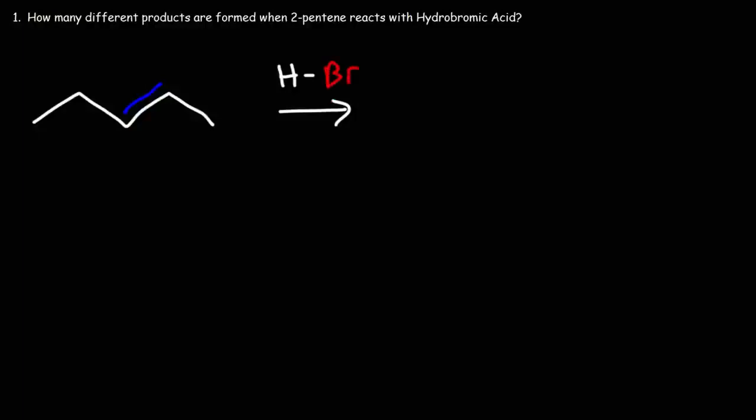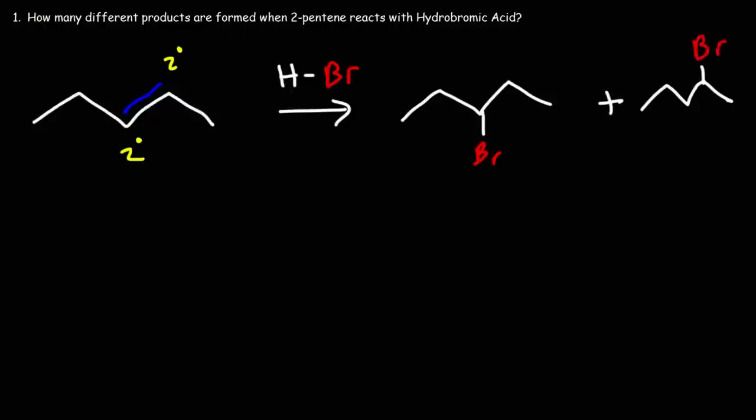This reaction is not regioselective because both carbon atoms across the double bond have the same substitution. They're both secondary. So the bromine atom can go on either one. Thus, we're going to get an equal mixture of 3-bromopentane and 2-bromopentane. So we're going to get these two different products.